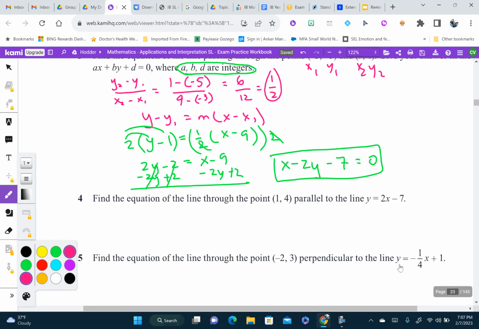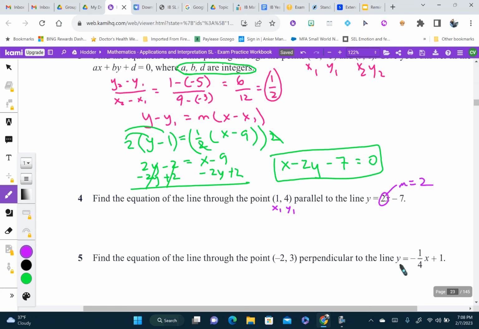All right. Find the equation of the line parallel. So all I know is I just need to pluck this. The number in front of the x is our m, or our slope. So our m is 2. So m equals 2, I just got that, and this is our x1, this is our y1.